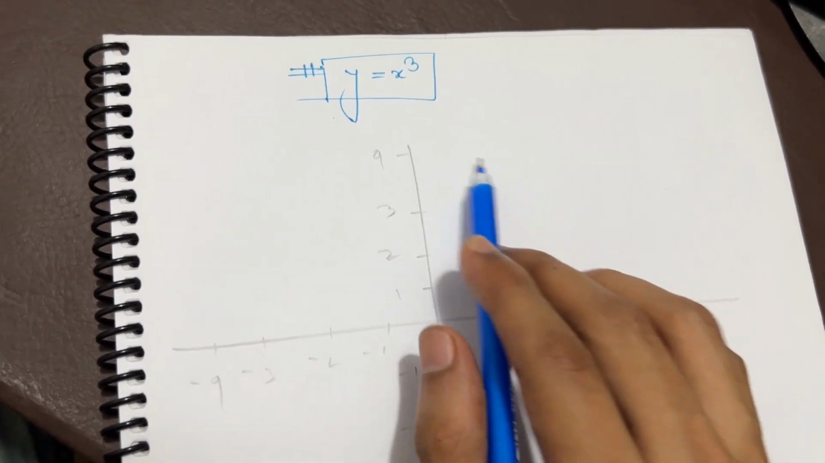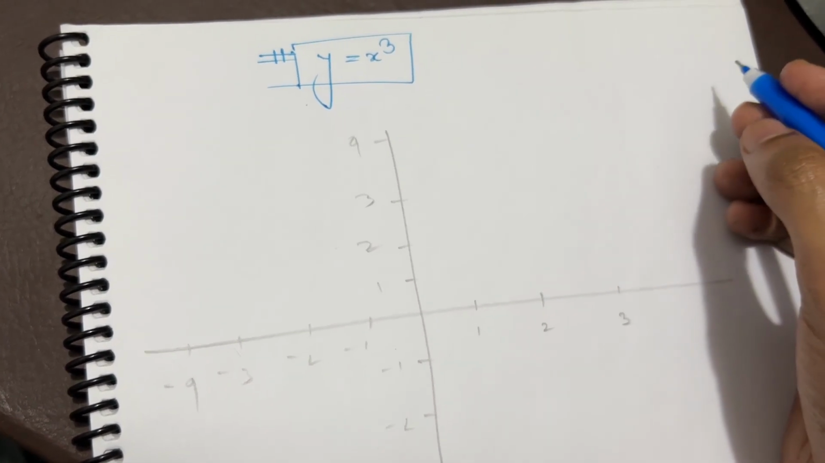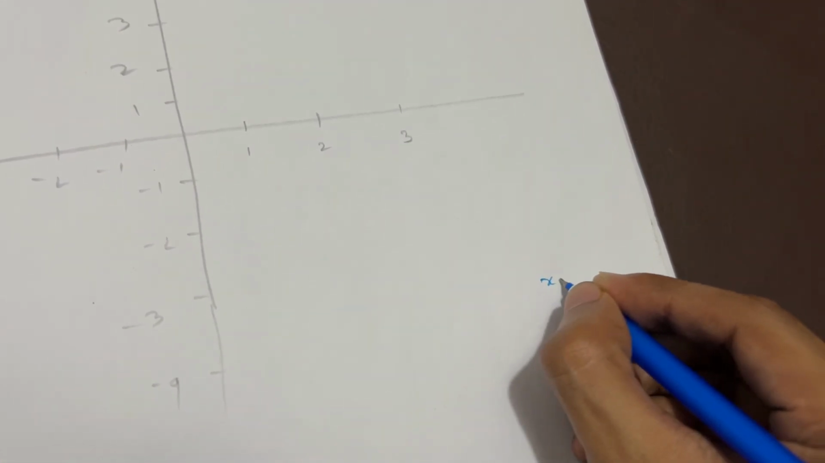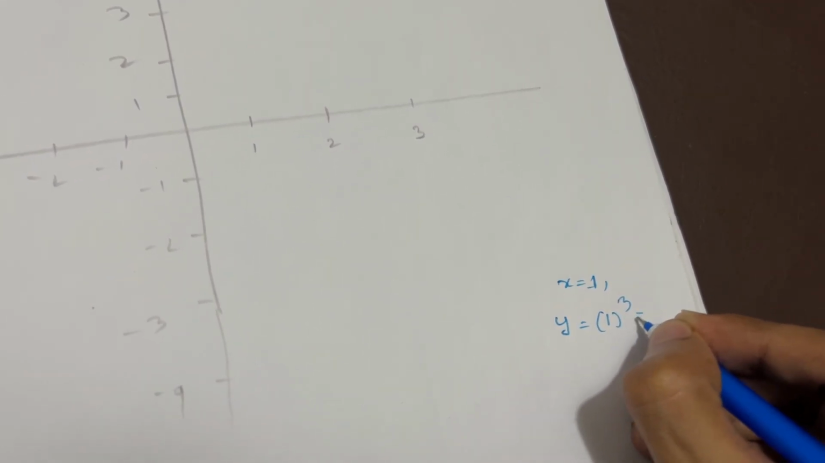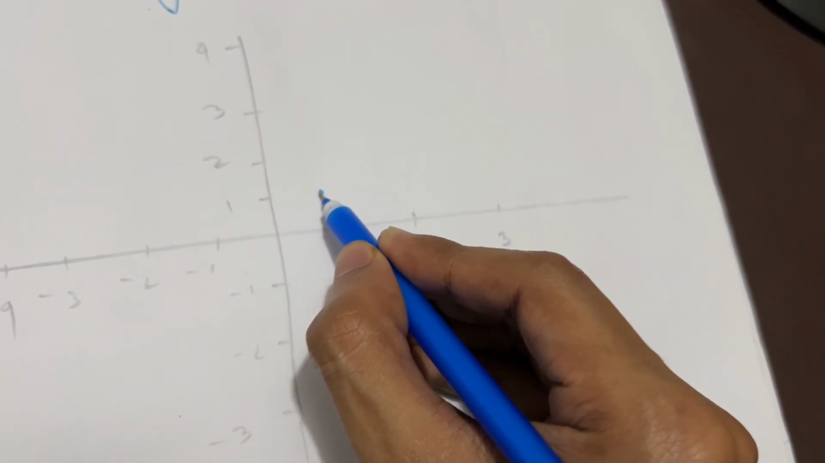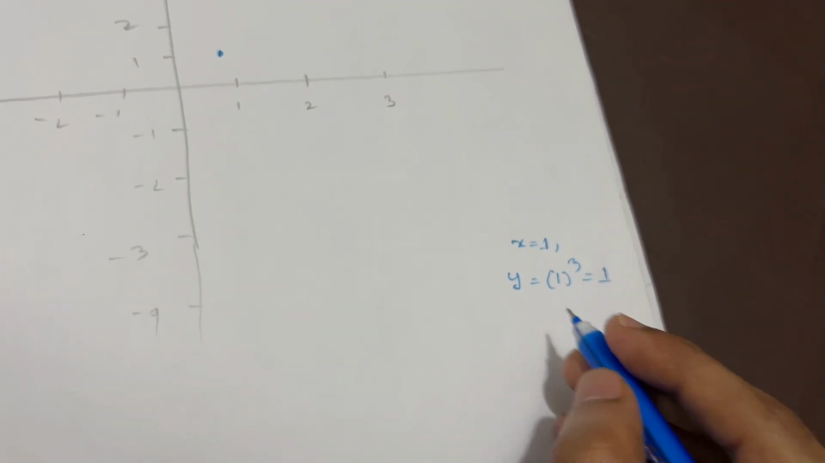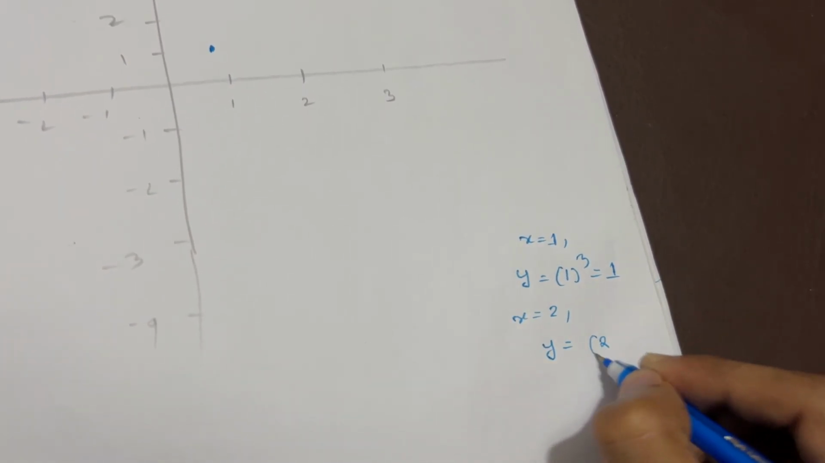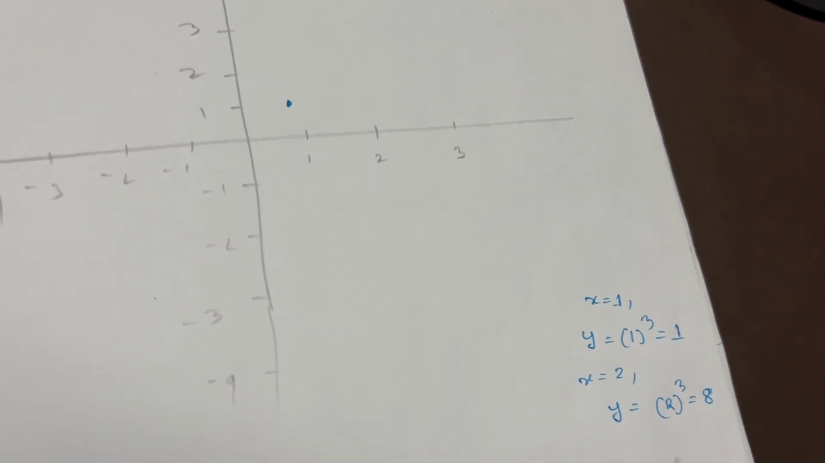Now let's understand how the cubic function y equals x cubed looks. So you already know how we derive it. Suppose I take the value of x equals 1, then y equals x cubed, which is also 1. So let's derive it. For x equals 1, y equals 1. And for x equals 2, y equals 2 cubed, which is 8. So it is increasing significantly.